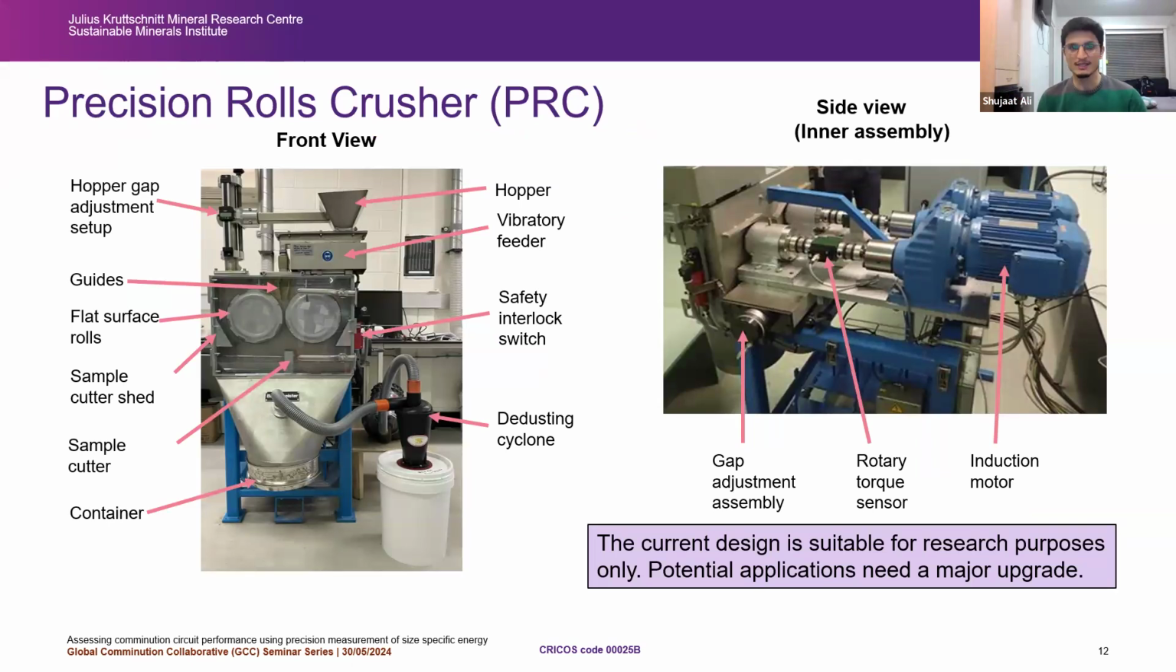So this is the device that I used as a guinea pig for my PhD. We call it the precision Rolls crusher. It's essentially a fixed gap Rolls crusher. We have two rolls counter-rotating.